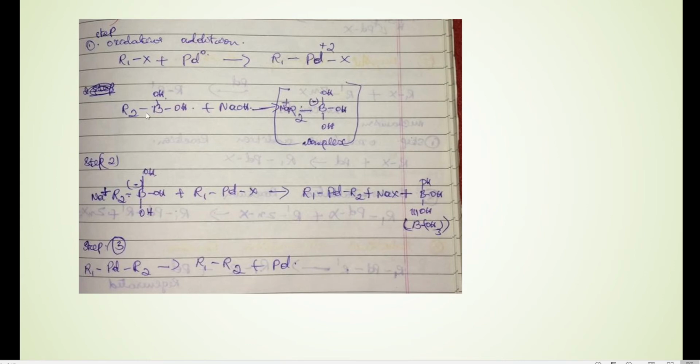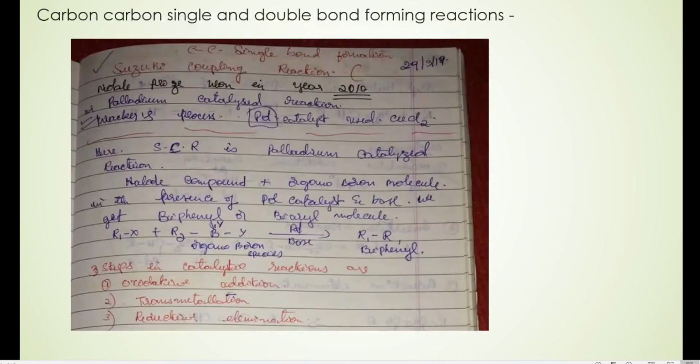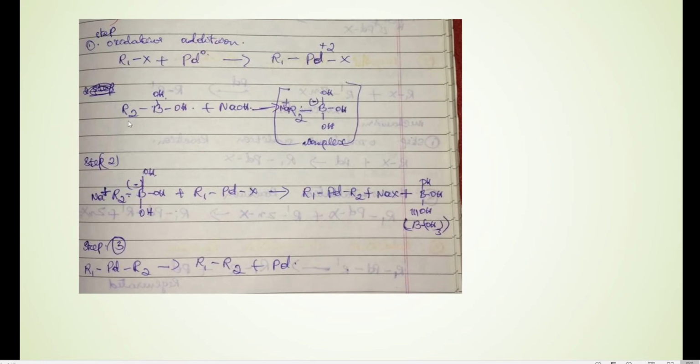Next, we are taking the second species that we are using in this reaction, that is the organoboron species. This is the organoboron species that we're taking, RB(OH)2, two OH groups attached to the central boron atom, and it is made to react with NaOH, because NaOH is also another catalyst. We're taking palladium along with the base, correct? So NaOH is the base that we're taking.